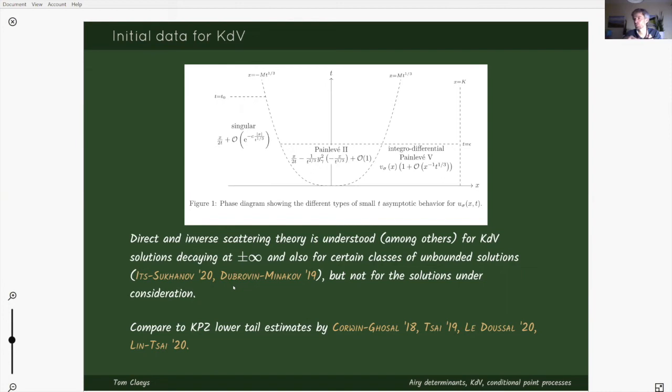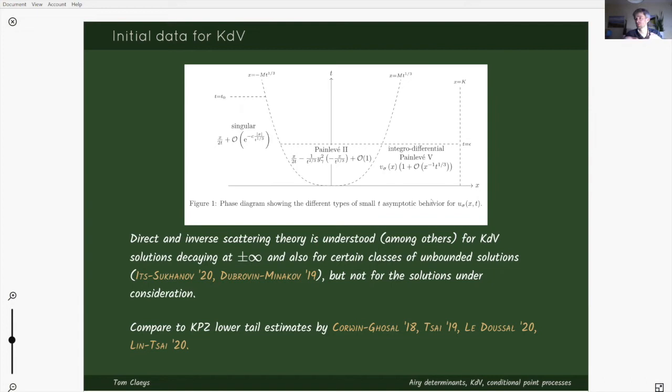So we would like to know that if we have initial data for KdV, ill-posed, but let's say that it behaves like x over 2t at the left in some way, and so we have this type of initial behavior, then first of all, is the KdV equation well posed for this type of initial data? That's already not known as far as we know. And also, if that is the case, can we characterize this solution in terms of a Riemann-Hilbert problem? Because for us, it's the other way around.